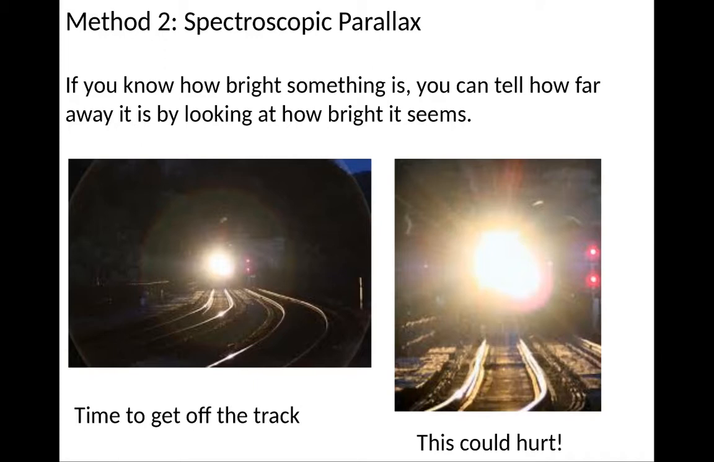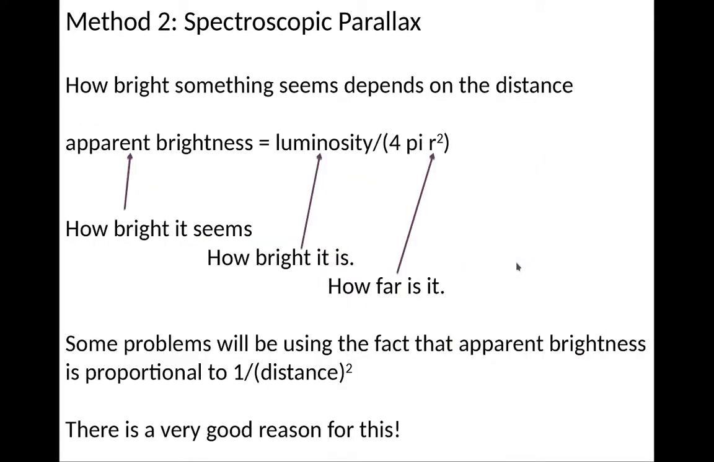For instance, this is a train. The train has a certain light in the front, with a known power. If it's far away from you, it appears dimmer than if it's very, very close to you. So how bright something seems depends on the distance. The apparent brightness is equal to the luminosity, how bright it actually is, divided by how far away it is, r squared.